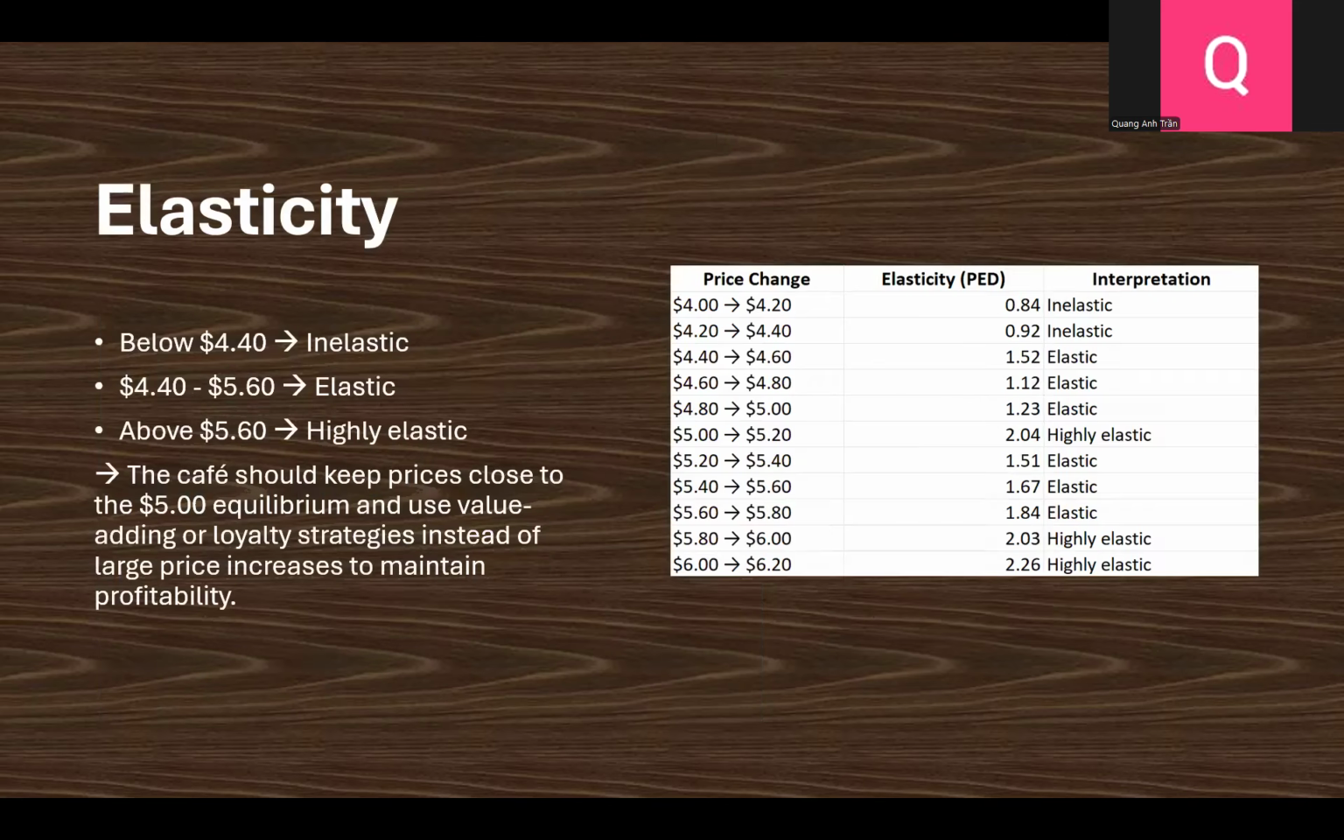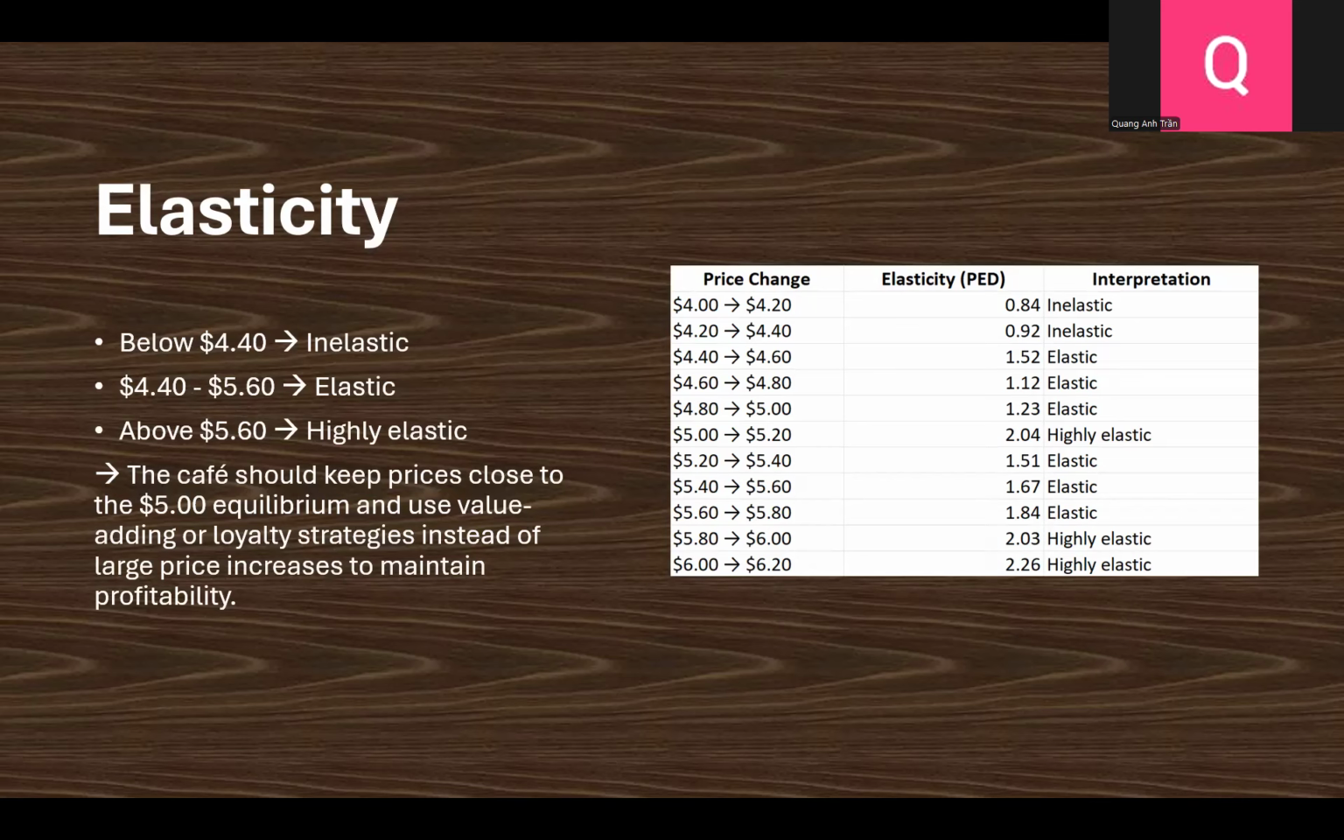Next, I analyzed the price elasticity of demand to understand how sensitive customers are to changes in coffee prices. For the dataset, I compared how quantity demanded responded as the price increased each week. The results show that when the price increased from $4 to $5 and above, the percentage drop in demand was greater than the percentage increase in price. This indicates that demand for coffee in this cafe is price elastic.